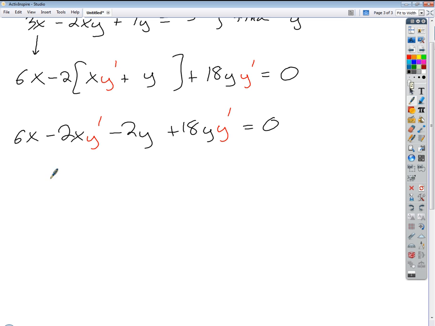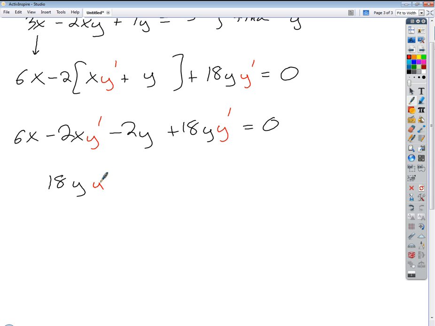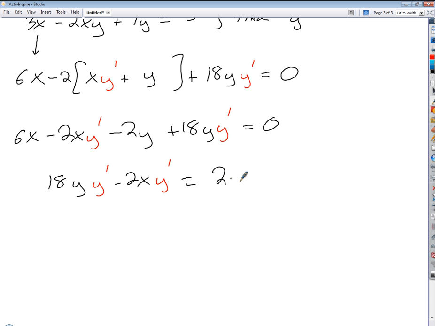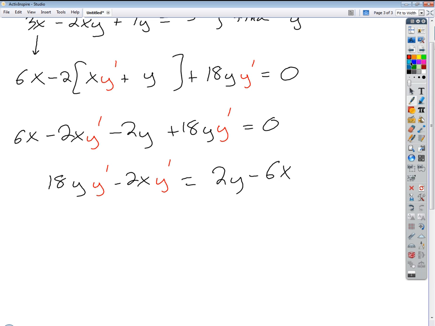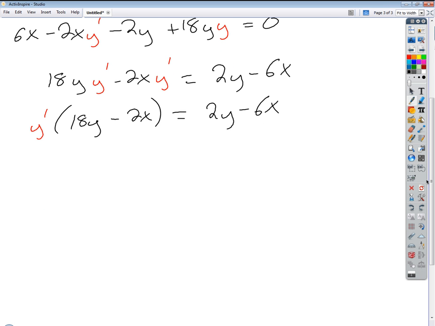So if we collect the y prime terms on the left side, let's put the positive one first, and that's going to give us 18y y prime minus 2x y prime equals what? I'm going to get a positive 2y minus a 6x. Everybody agree? Yeah. Okay, I'll factor a y prime out of the left. And what am I left with? Equals 2y minus 6x.